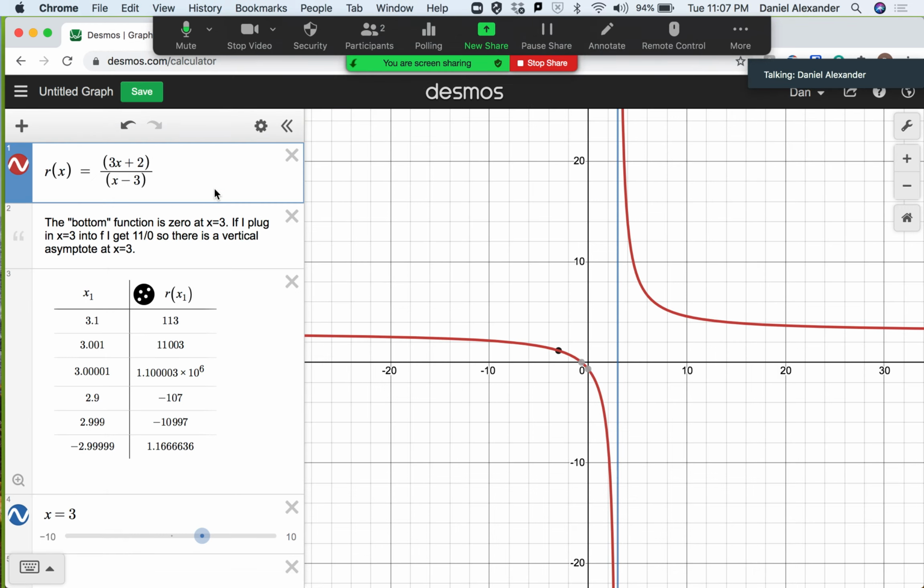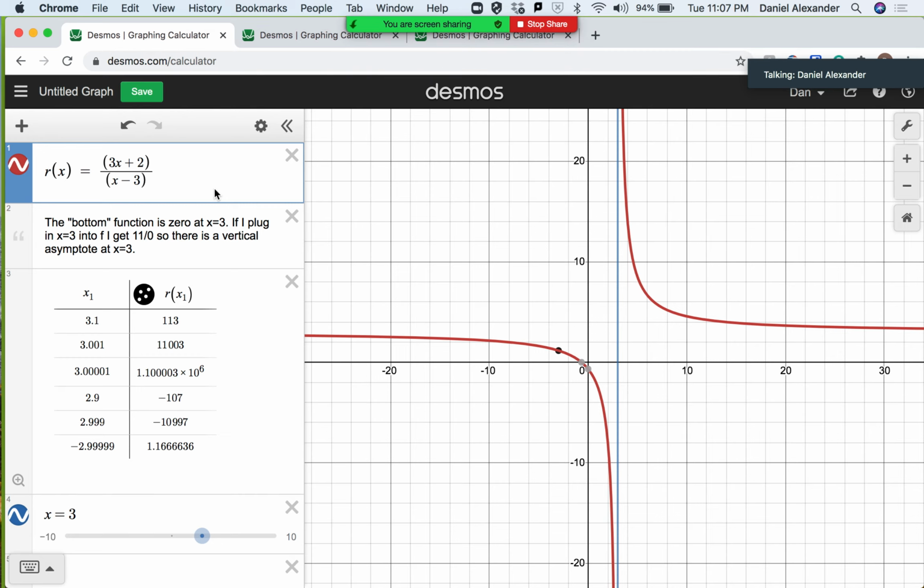Okay, so simple example, 3x plus 2 divided by x minus 3. How do I see if there's a vertical asymptote here? I graphed it, and I graphed the vertical asymptote, and you can visually see, but I want to show you how you would know if this were a problem. If I gave you this, you'd say, oh, the bottom function is 0 at x equals 3. If I plug in x equals 3 into f, what I get is 11 over 0. So the fact that I get a number that's not equal to 0 over 0 tells me there's a vertical asymptote at x equals 3.